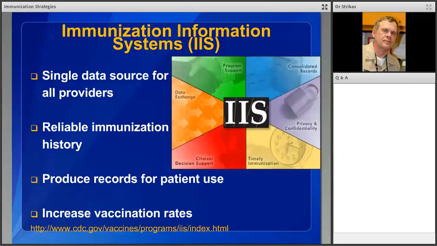The Task Force on Community Preventive Services recommends immunization information systems on the basis of strong evidence of effectiveness in increasing vaccination rates. The task force concluded IIS are directly related to increasing vaccination rates through their capabilities to create or support effective interventions such as client reminder recall systems, provider assessment and feedback, and provider reminders.